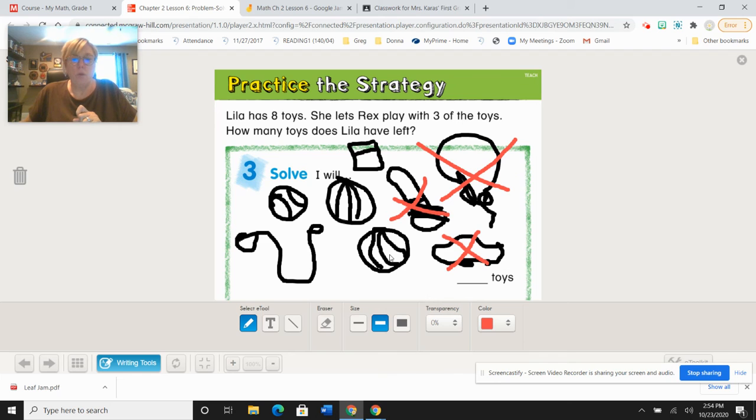All right, let's count. 1, 2, 3, 4, 5. Now, I will tell you why I put a little mark on those. As I'm counting, I want to be sure that I don't count them again. So I put just a little smudge there. If I had a pencil, I'd just put a little dot on it. That's to make sure that I don't go back and recount it, which would give me the wrong answer. Okay, so 5. She had 5 toys left.